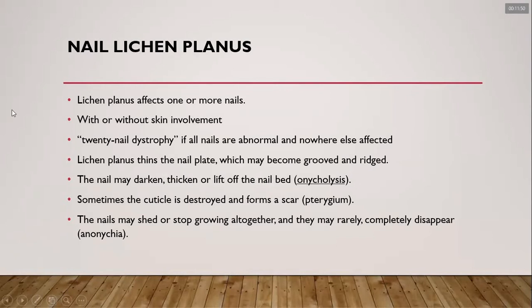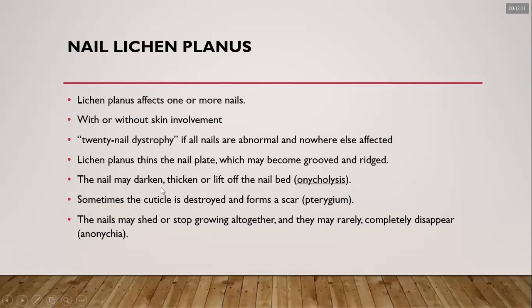So now coming to nail lichen planus. Lichen planus affects one or more nails with or without skin involvement. There is a condition known as 20 nail dystrophy, that is, all the nails are abnormal and nowhere else is affected. Lichen planus thins the nail plate, which may become grooved or ridged.